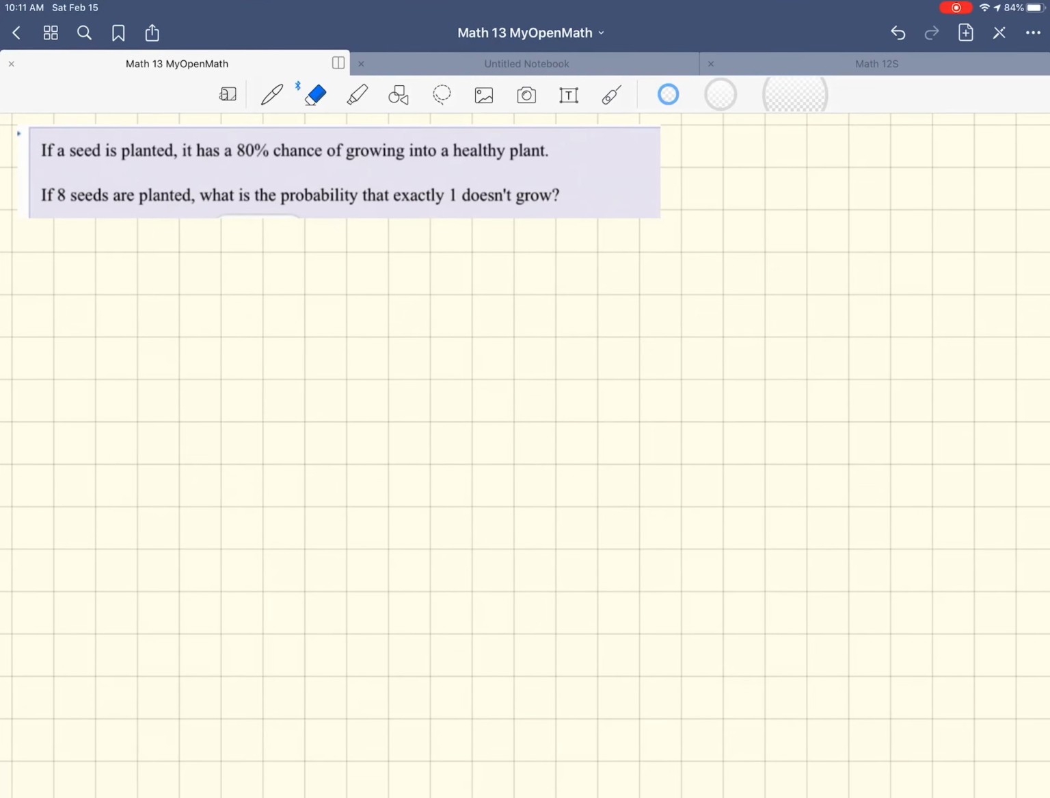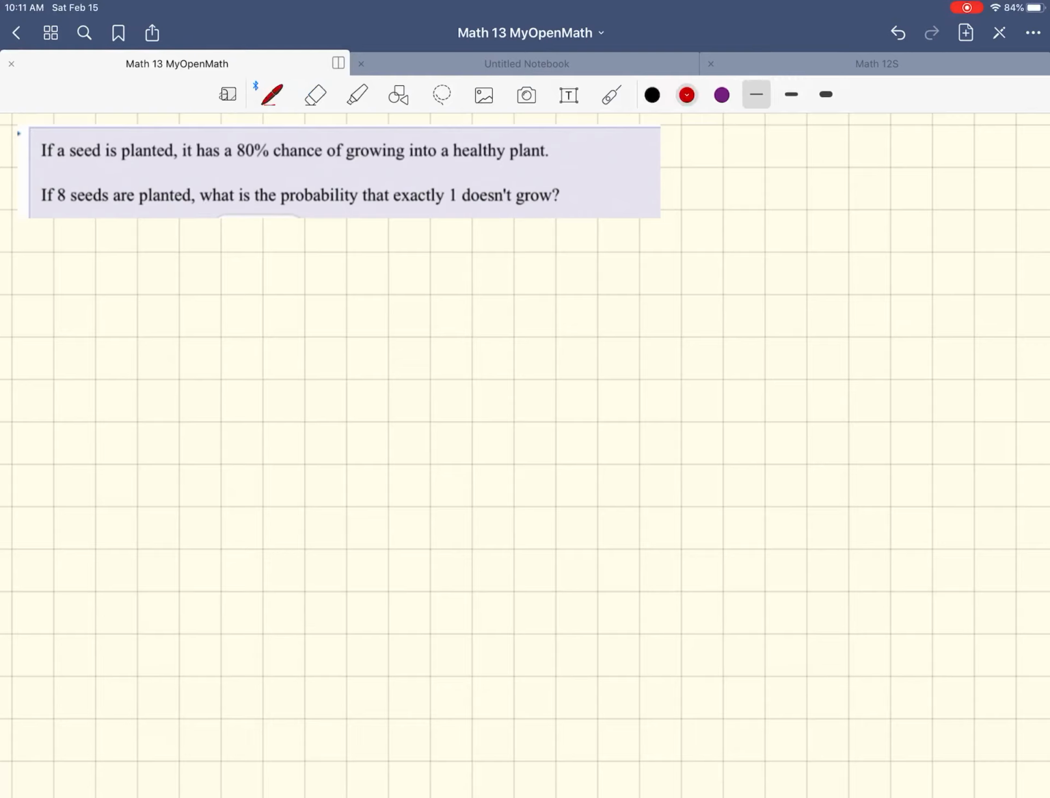If a seed is planted and it has an 80% chance of growing into a healthy plant, if 8 seeds are planted, what is the probability that exactly one does not grow? One way to think about doing this problem is turning this into exactly one success.